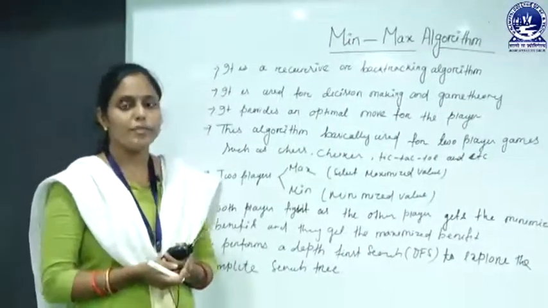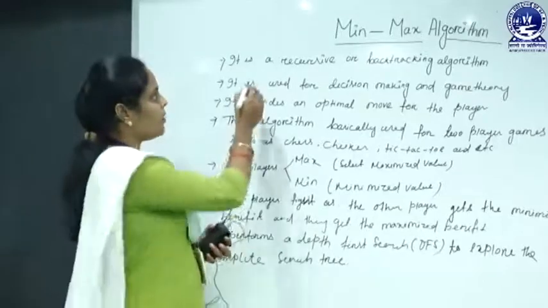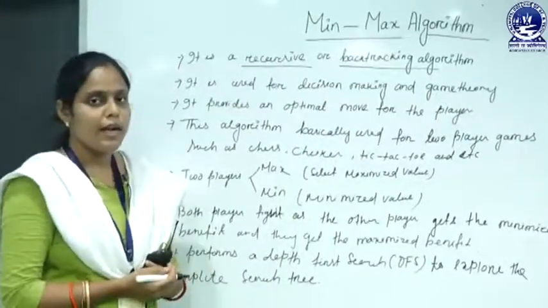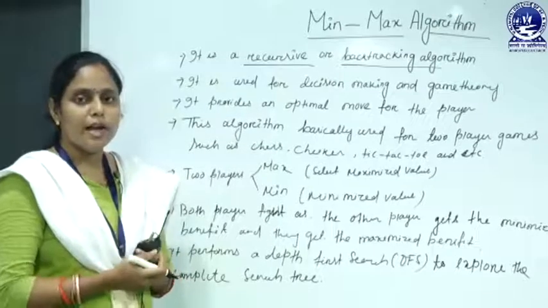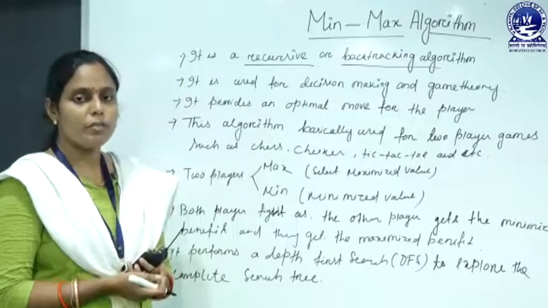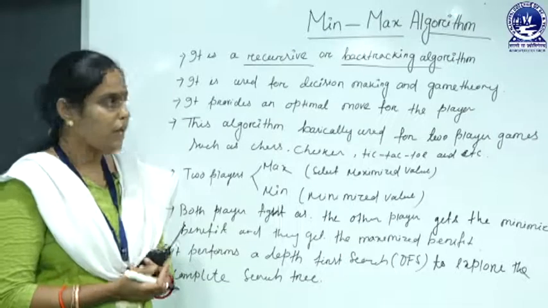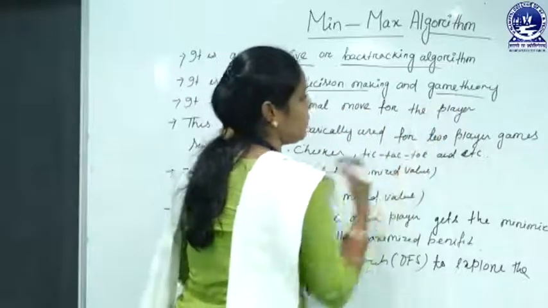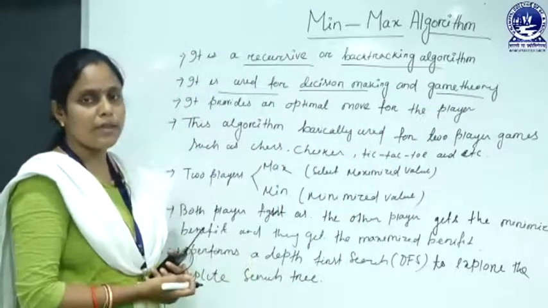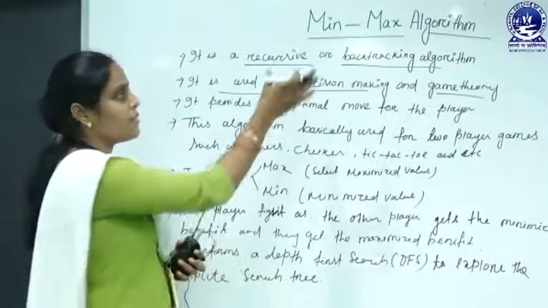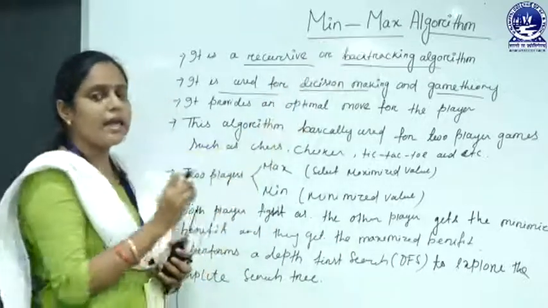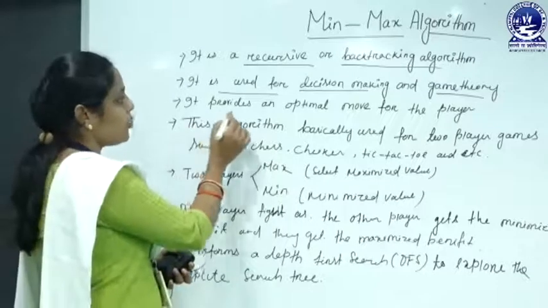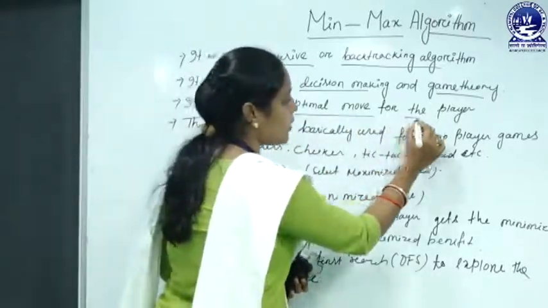First of all, what is min-max algorithm? Min-max algorithm is a recursive or backtracking algorithm. That means here in min-max algorithm we use the recursive or backtracking function. Then next, it is used for decision making and game theory. This is the important part of min-max algorithm, which means this min-max algorithm is basically used for developing the game. Then next, it provides an optimal move for the player.